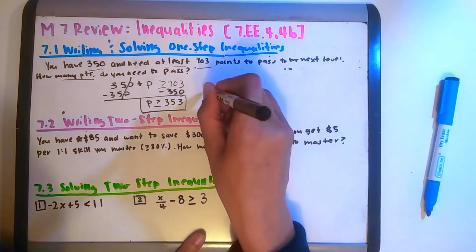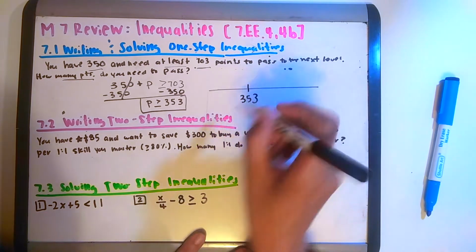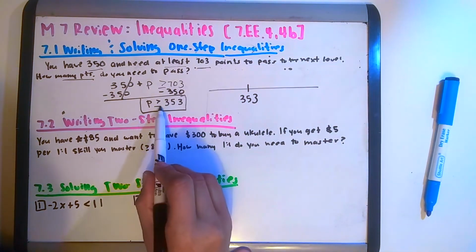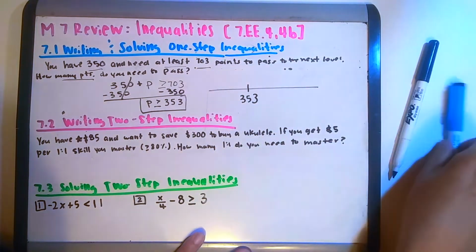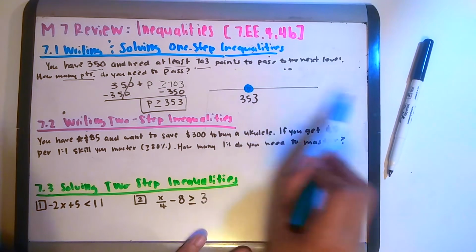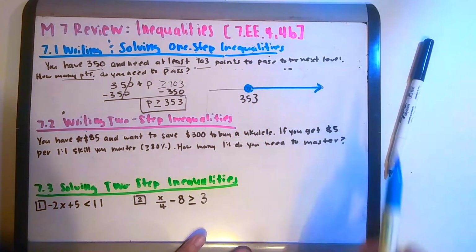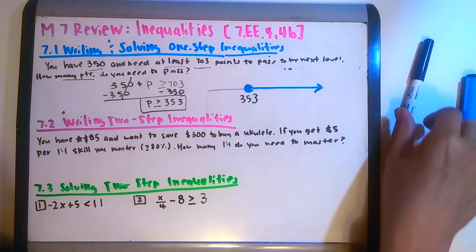And to graph that, I'm going to say this is 353. It is greater than or equal to, so that means that it's included. So I'm going to close my circle, and it is greater than or equal to. So greater numbers get bigger to the right-hand side of the number line, so I'm going to shade to the right, okay? Here we go.